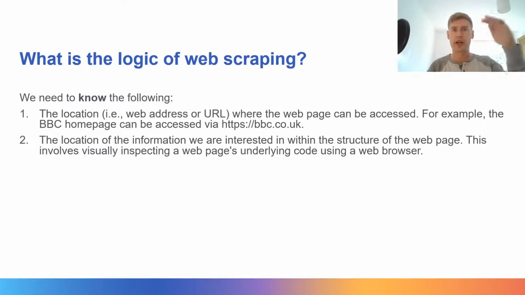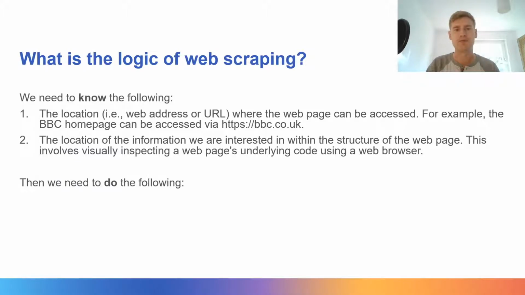Web pages are hierarchical. They use tags to identify different types of information on the web page, and we can use that to our advantage to locate the information we need and then to actually extract it. So once we know those two critical pieces of information, we can move on to the fun bit, the doing, the actual scraping of data.